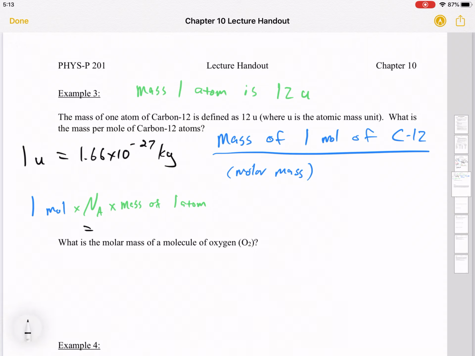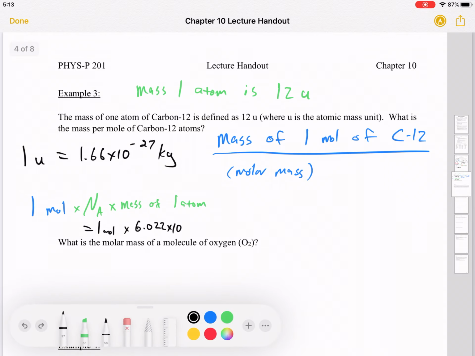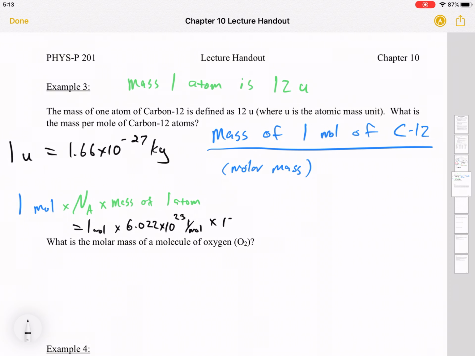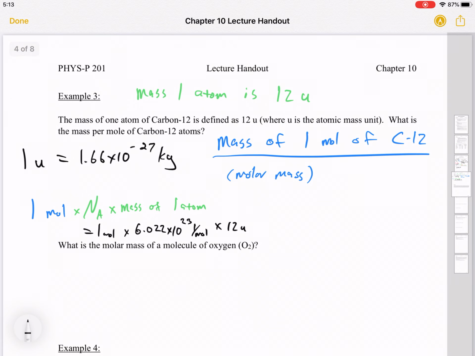Sure. So 1 mole, times Avogadro's number, 6.022 times 10 to the positive 23, again has units of per mole. That's good because that makes the mole go away. Times the mass of 1 atom, which is 12 atomic mass units. But I'd like this in SI, like kilograms, so times 1.66 times 10 to the minus 27 kilograms per atomic mass unit.